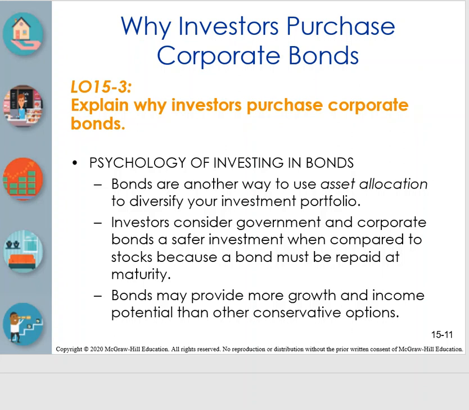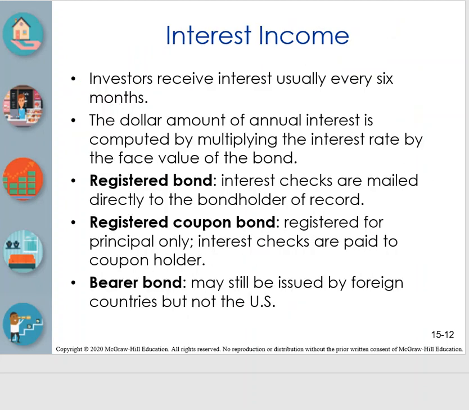Remember, you're not an owner when you purchase a bond. You are a lender and you get paid back first. Finally, bonds may also provide more growth and income potential than other conservative assets such as bank accounts or CDs. As noted before, investors receive interest usually every 6 months. So the dollar amount of annual interest is simply computed by multiplying the interest rate by the face value of the bond. So a $1,000 bond paying 5% interest would pay $50.